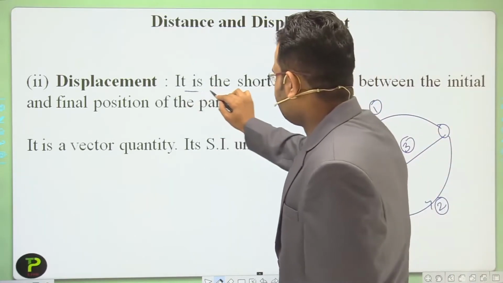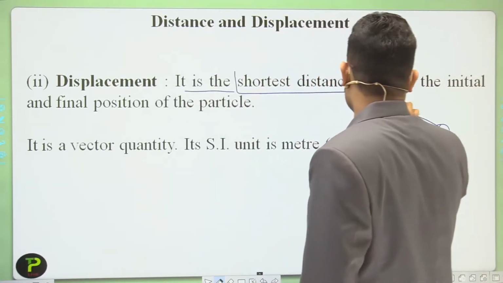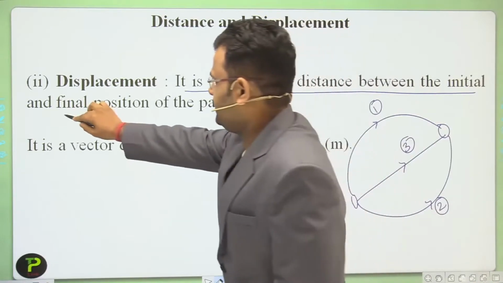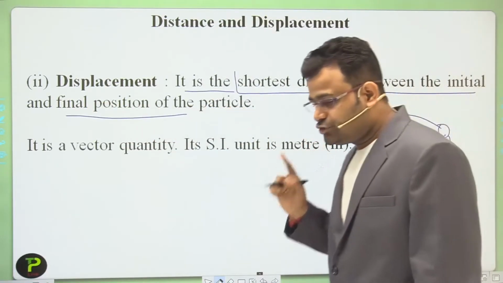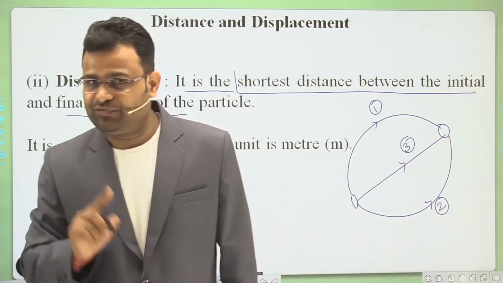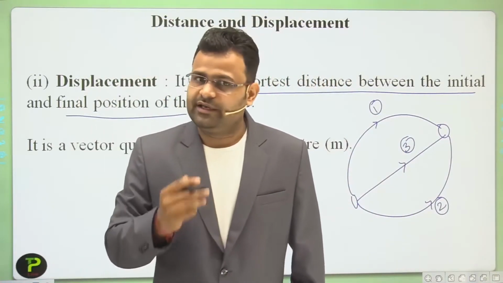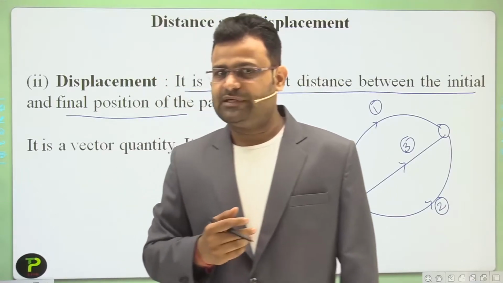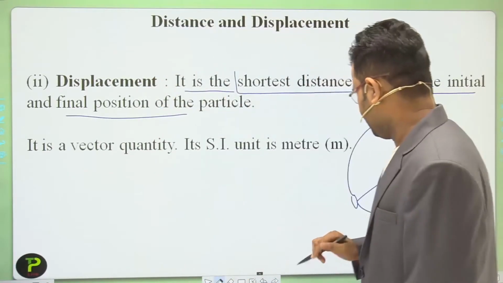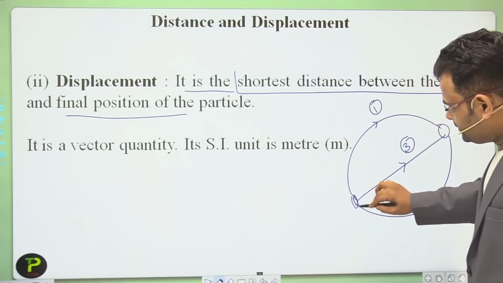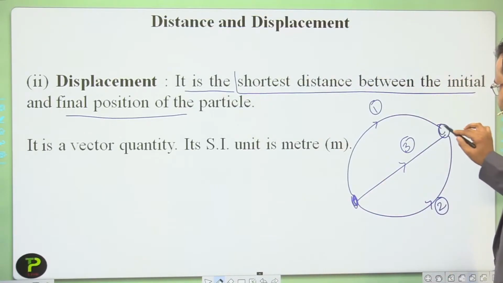But displacement is the shortest distance between the initial and final position. Please remember, it is the shortest path between initial and final. Initial is where your journey will be started. Final is where the journey will be completed. We start from that point and we end at that point.